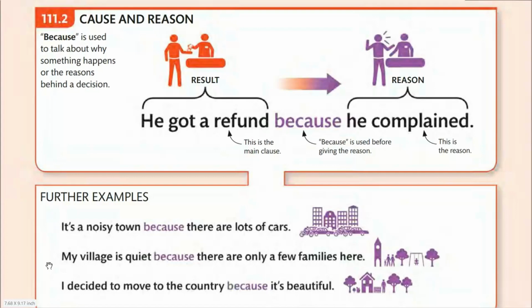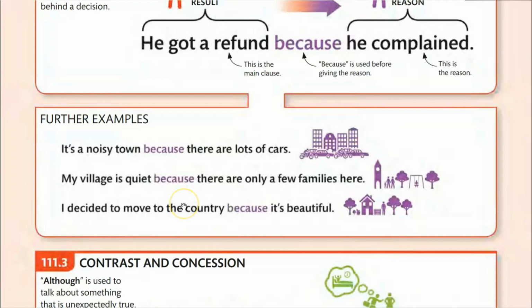So because is used for this: cause and reason. He got a refund. This is the main cause. Because he complained. So this is the reason why he got the refund, and this because is used before the reason. Let's look at further examples. It's a noisy town because there are a lot of cars. So why are there a lot of cars? Because why is it a noisy town? Because there are a lot of cars.